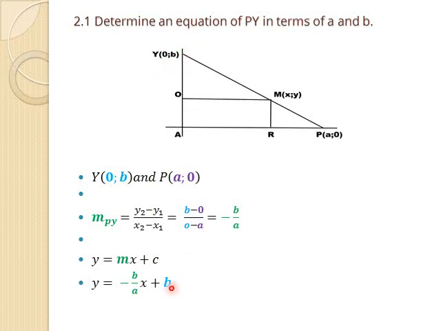So I hope you follow and understand. You know how to find gradient, substitute in, and C is always the y-intercept, so my y-intercept is B, therefore just B. So 2.1 done.